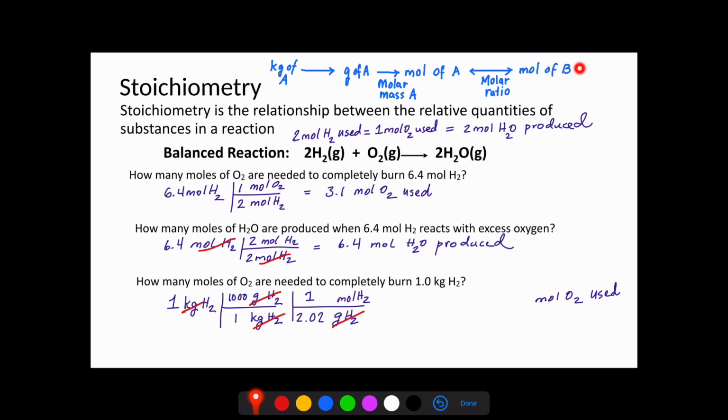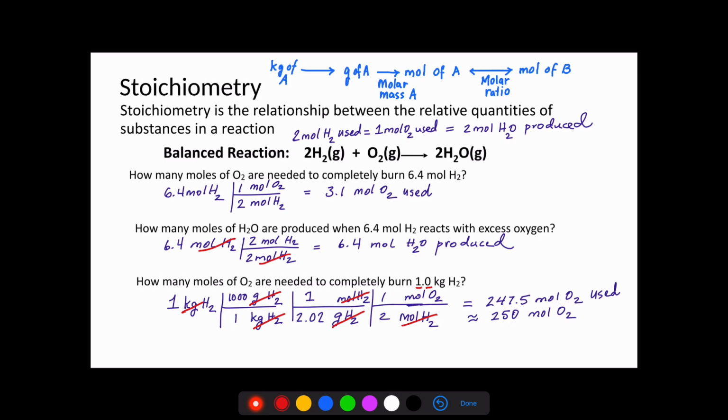You can go to moles of the different substance, oxygen here, using the molar ratio between those two. And the molar ratio between hydrogen and oxygen, as you can see here, it's 2 to 1. If 2 moles of hydrogen are used, 1 mole of oxygen will be used as well. So we put that ratio, cancel out moles of hydrogen, and that's how we get moles of oxygen. Here, the number is 247.5. And since we have two sig figs here, we have to round this off to 250 moles of oxygen. Okay?